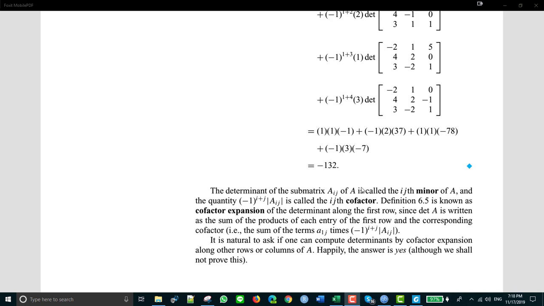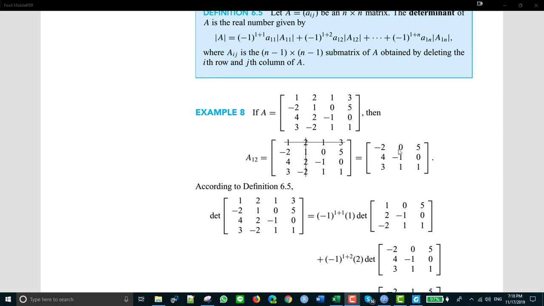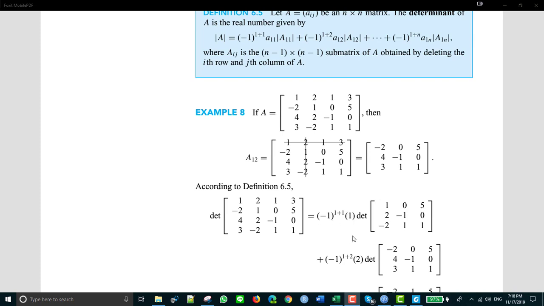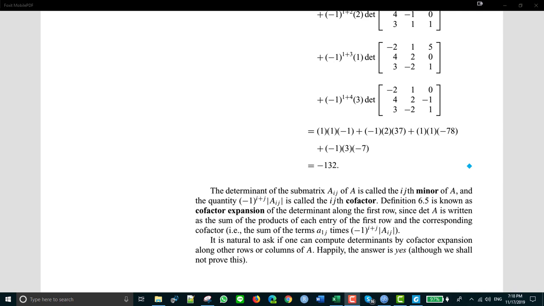So some terminology here. The determinant of the submatrix Aij is called the ijth minor of A. So, okay, maybe we have to learn that language. So this would be the 1, 2 minor of A. And this stuff here is called the ijth cofactor, and so on. So some language there we have to get used to.